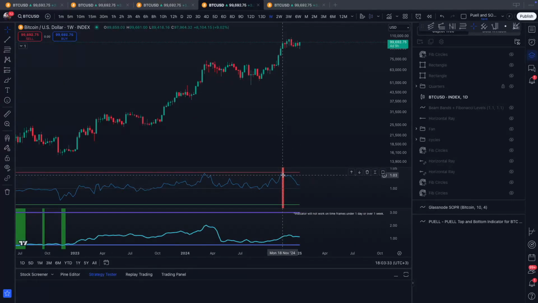And when I say coming to an end, I don't mean tomorrow or the day after. It could take some months for this to happen. This is a weekly chart, remember. I only use this on the weekly chart.